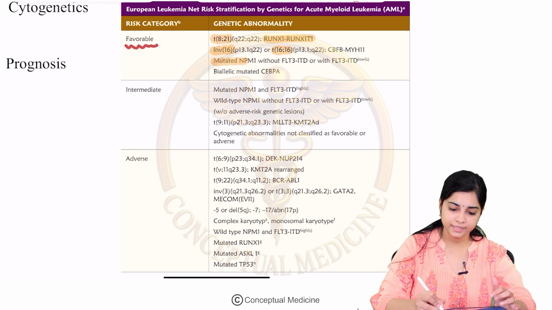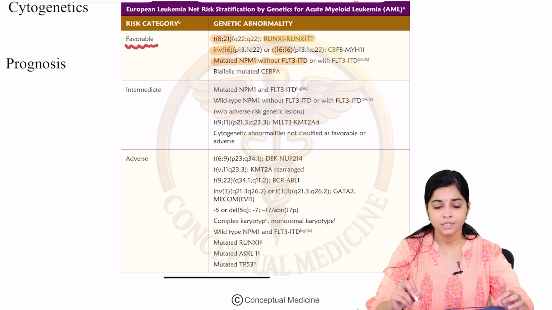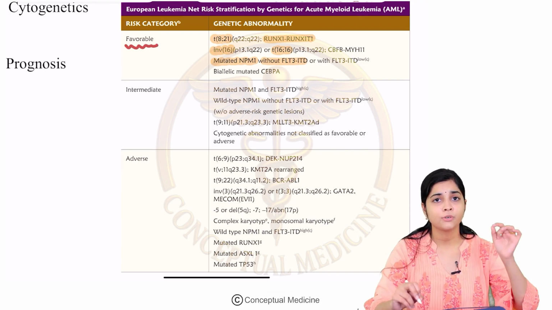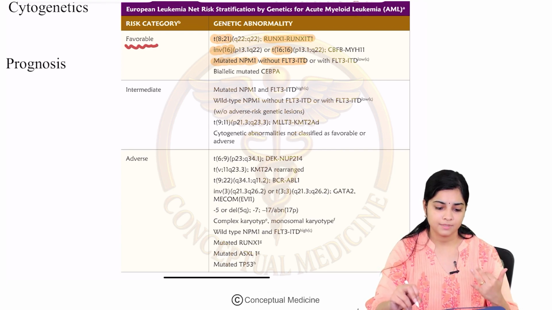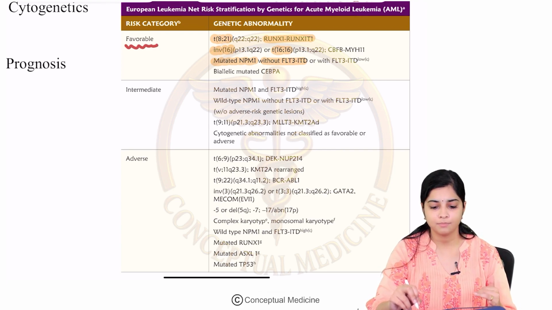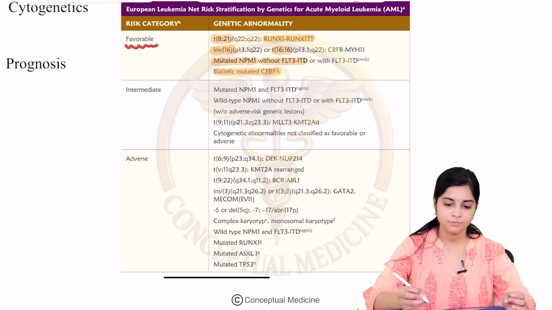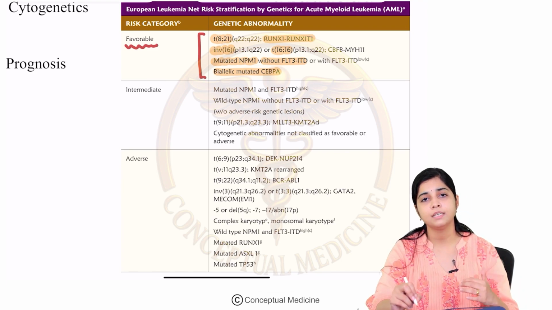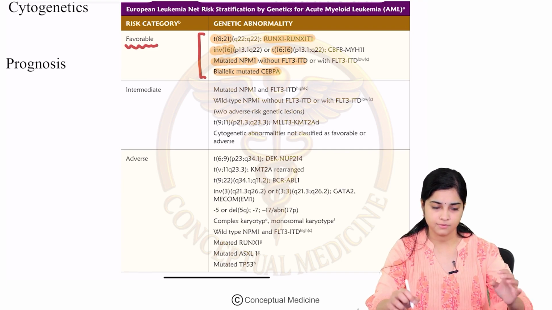Then remember mutated NPM1 without FLT3, okay, without FLT3-ITD mutations. So if FLT3 or ITD mutations are present, then it automatically becomes intermediate or high risk. So remember, a mutated NPM1 and biallelic CEBPA mutations. If you try and remember this group, then it becomes easy. Anything else you can just rule out and say that they are not favorable prognosis.